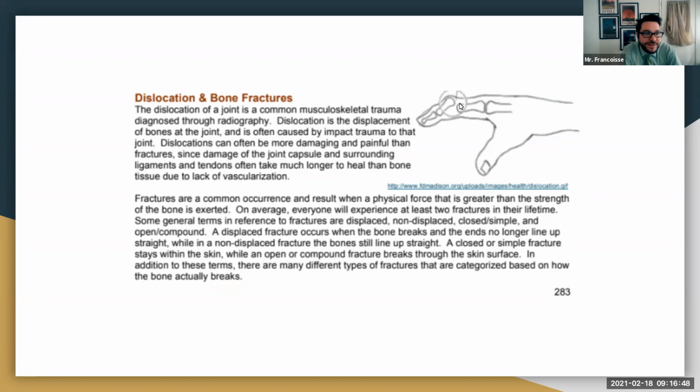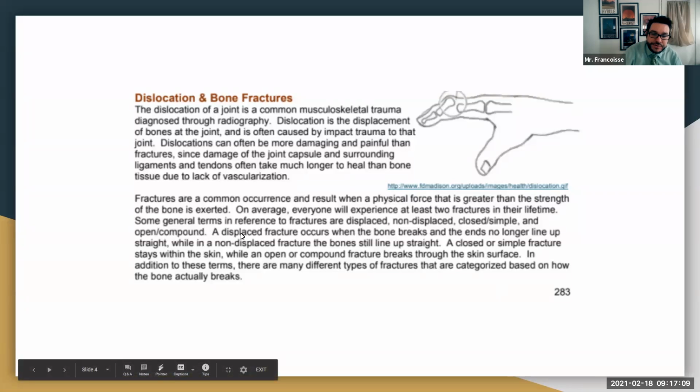And if you've ever dislocated something, you know that they may hurt a lot more than fractures because they mess up a lot of things around it. If you have a clean break on your bone, sometimes they just let it heal on its own. But dislocations, you really have to do something with.